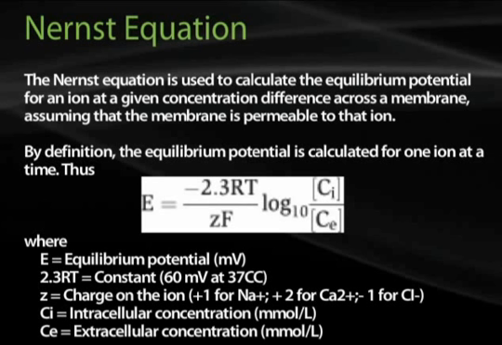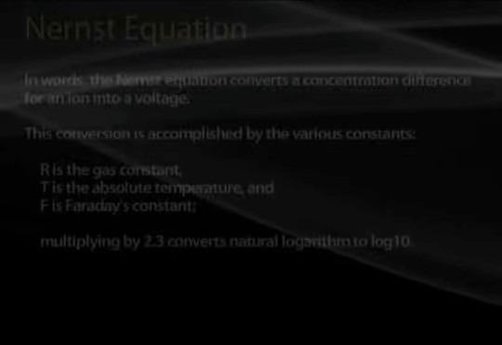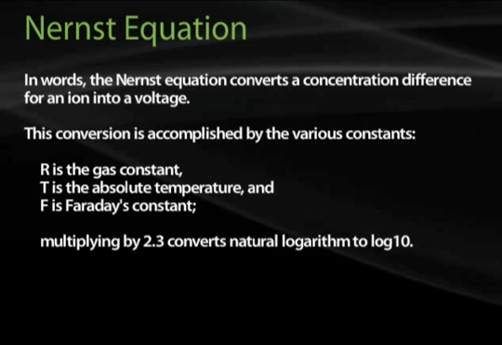Nernst equation. The Nernst equation is used to calculate the equilibrium potential for an ion at a given concentration difference across a membrane, assuming that the membrane is permeable to that ion. By definition, the equilibrium potential is calculated for one ion at a time. Thus, E is equal to negative 2.3 times R, which is the gas constant, times T, absolute temperature, over Z, which is the charge on an ion, for example, +1 for sodium, +2 for calcium, -1 for chloride, times log base 10 of the ratio of the intracellular concentration over the extracellular concentration.